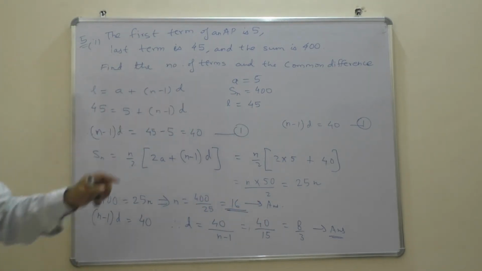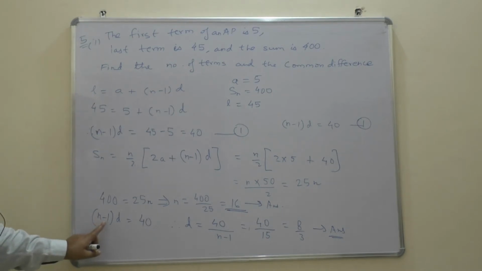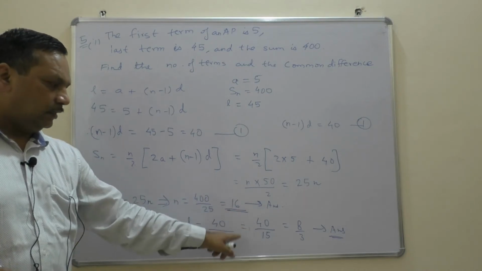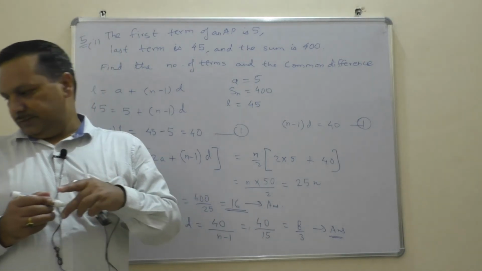Now n minus 1 d is equal to 40. What is d? 40 upon n minus 1. What is n? 16. So this is the answer.